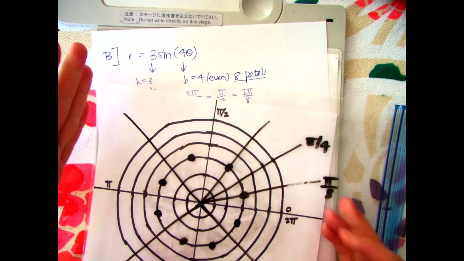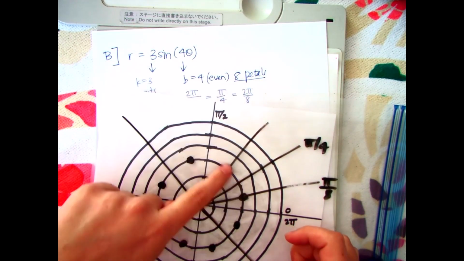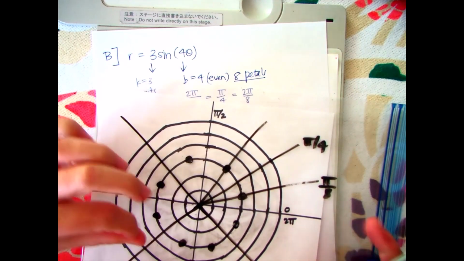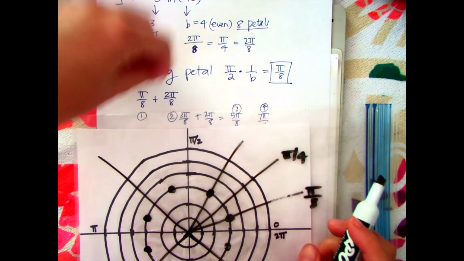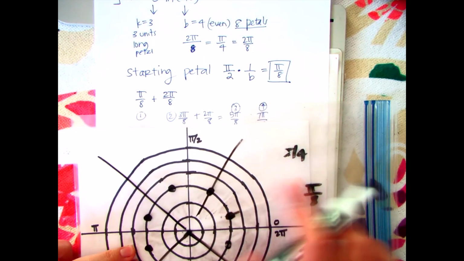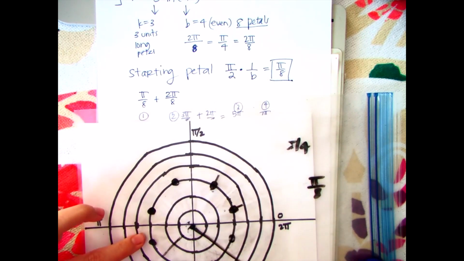Alright, so I'm going to count my points to make sure we have 8 petals. 1, 2, 3, 4, 5, 6, 7, 8. Bingo! And because I did my increments here, they're all perfectly aligned. So I'm going to get rid of all of these lines because they're not part of my graph, and it's just going to make it look even messier than it needs to be.